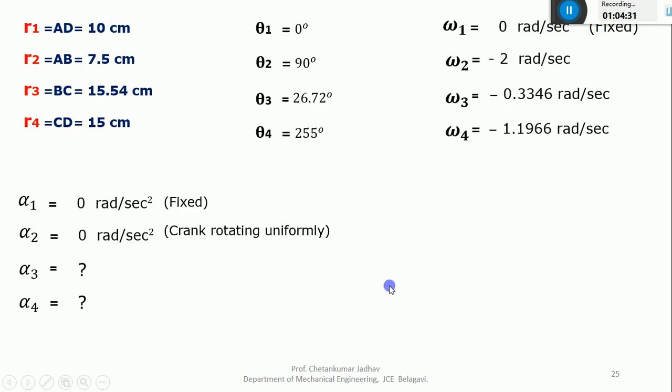Again follow the same method you followed to find R3 and theta 3 by using equation 1, by comparing the real part and imaginary part and solving. In a similar manner you got omega 3 and omega 4 by comparing the real part and the imaginary part of equation 2. In the same manner, consider equation 3, compare the real part and the imaginary part. You will get two equations. Just solve those two equations and you will get alpha 3 and alpha 4.